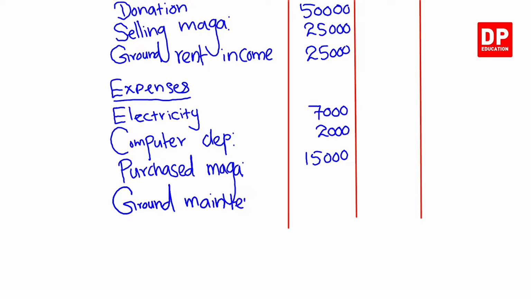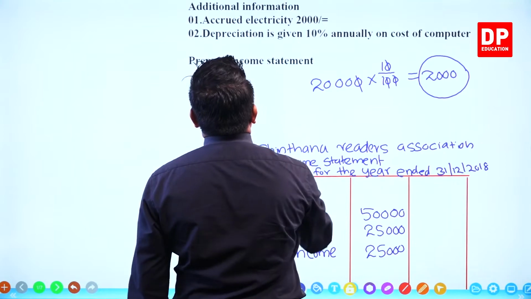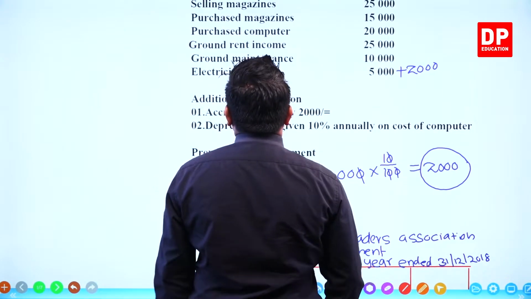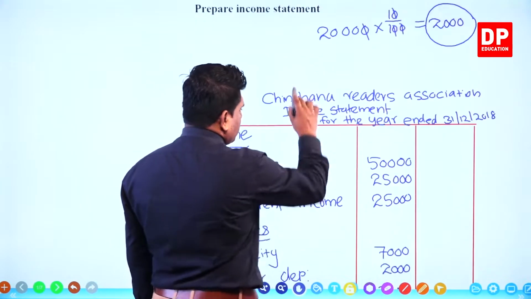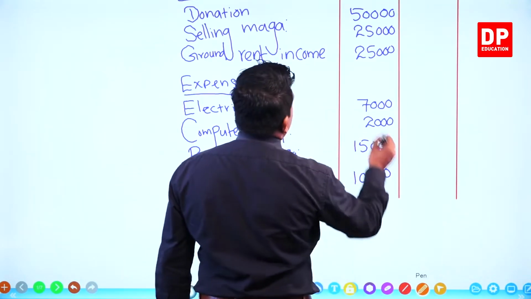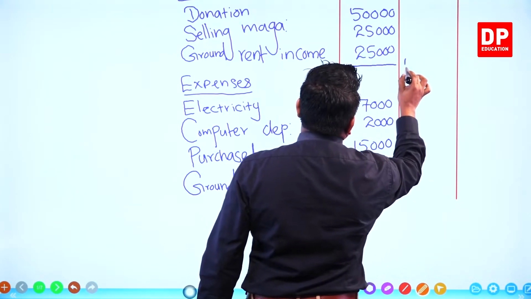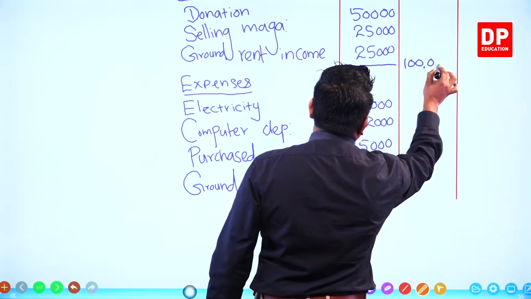Ground maintenance 10,000. Are there any other details? Quickly look at the question. Electricity we have done, and all the details we have entered. Then you get the total of the income. How much? 50 and 50, how much? 100,000. Right, total income 100,000.